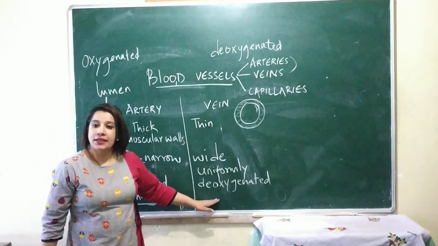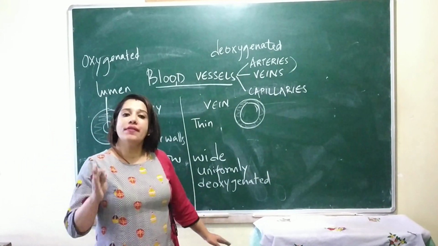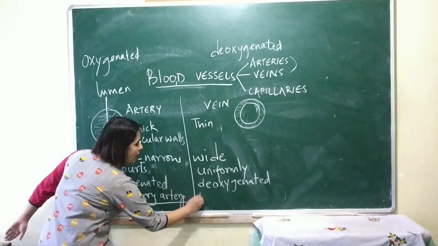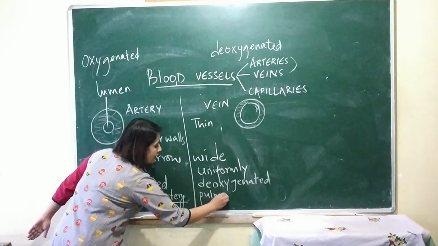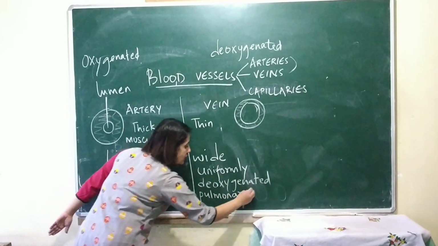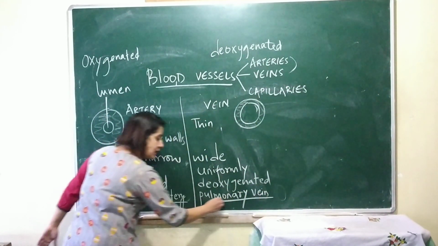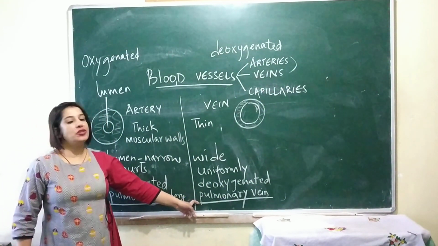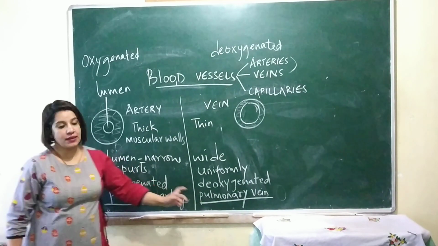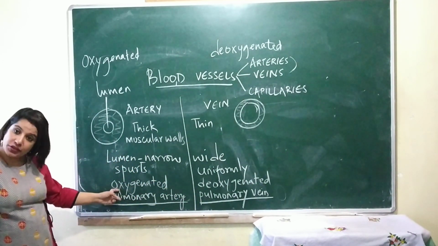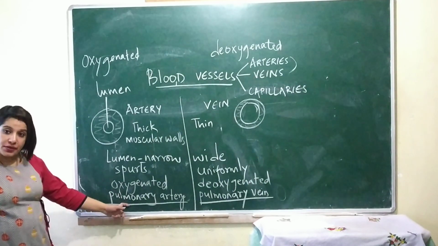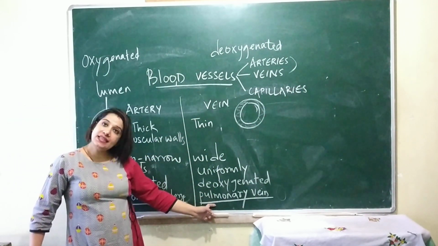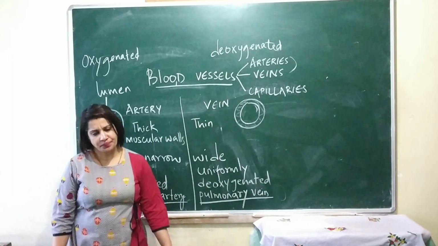Similarly here, there is an exception. All veins carry deoxygenated blood except pulmonary vein. This also we'll be discussing in the structure of the heart. Pulmonary vein is the only vein which carries oxygenated blood. All arteries carry oxygenated blood except pulmonary artery. All veins carry deoxygenated blood except pulmonary vein.